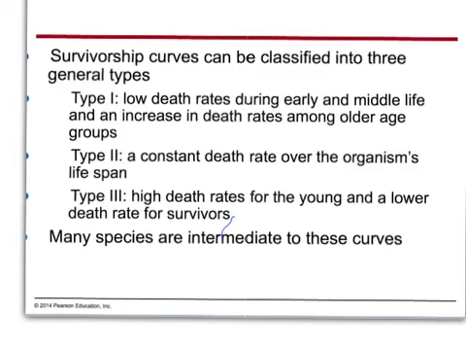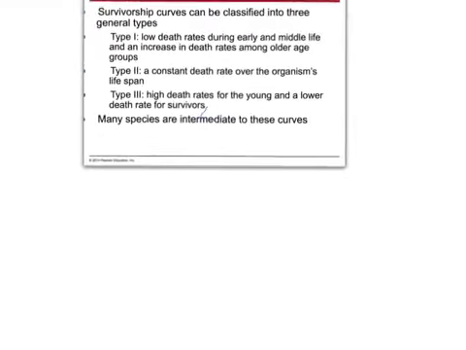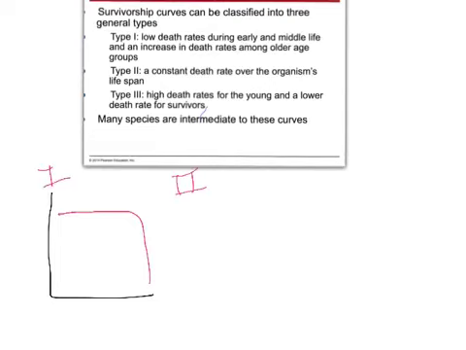So a low death rate during early and middle life. What does that mean for the number of survivors? High, right? So high survivorship, and then it goes down. A survivorship curve would be something like this. I'm just going to draw the curve. It would be something like that. That's type 1.